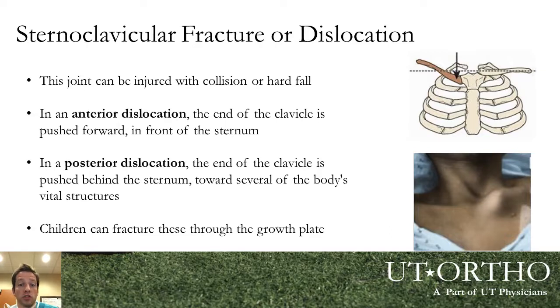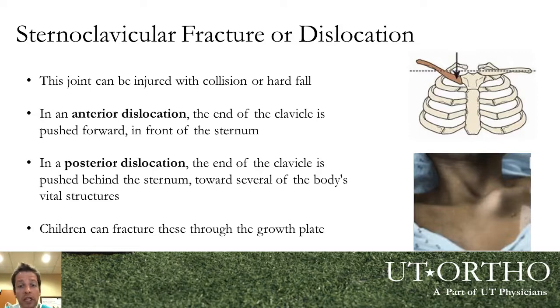So starting with the sternum, this is the fractures section. We'll start from the sternum, go all the way down to the elbow. This is the sternoclavicular joint. So sternum and then clavicle, or your collarbone. These injuries can occur with a collision or a hard fall. I think that you can relate to maybe some NFL athletes.